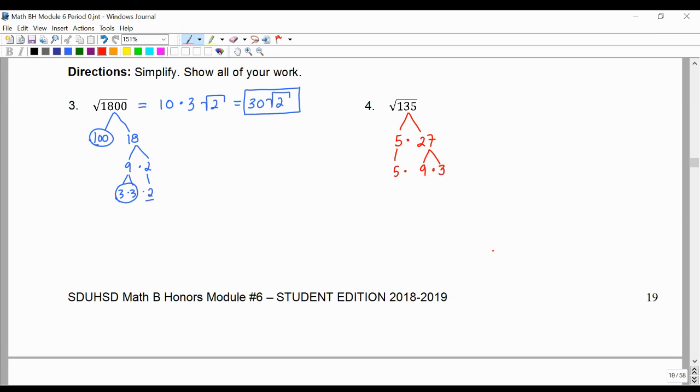I'm going to stop here because I think I found all my pairs or perfect squares. So the square root of 9 is 3, so it's a pair of threes. And the 5 and the 3 are not pairs. They don't have any common factors other than 1. So 3 root 15.